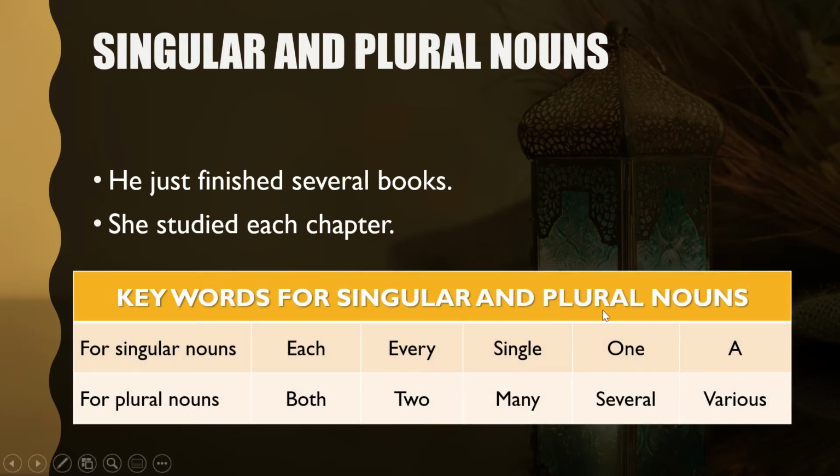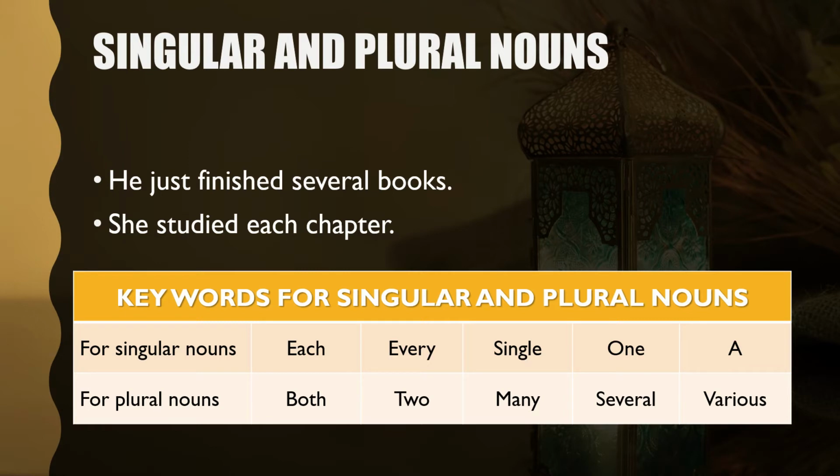So here are some keywords for singular and plural nouns. First is for singular nouns: each, like this, every, single, one, and a. Whenever you see these keywords, the nouns after them must be in singular form, without s, or in irregular forms such as child, not children, woman, not women, and so on.